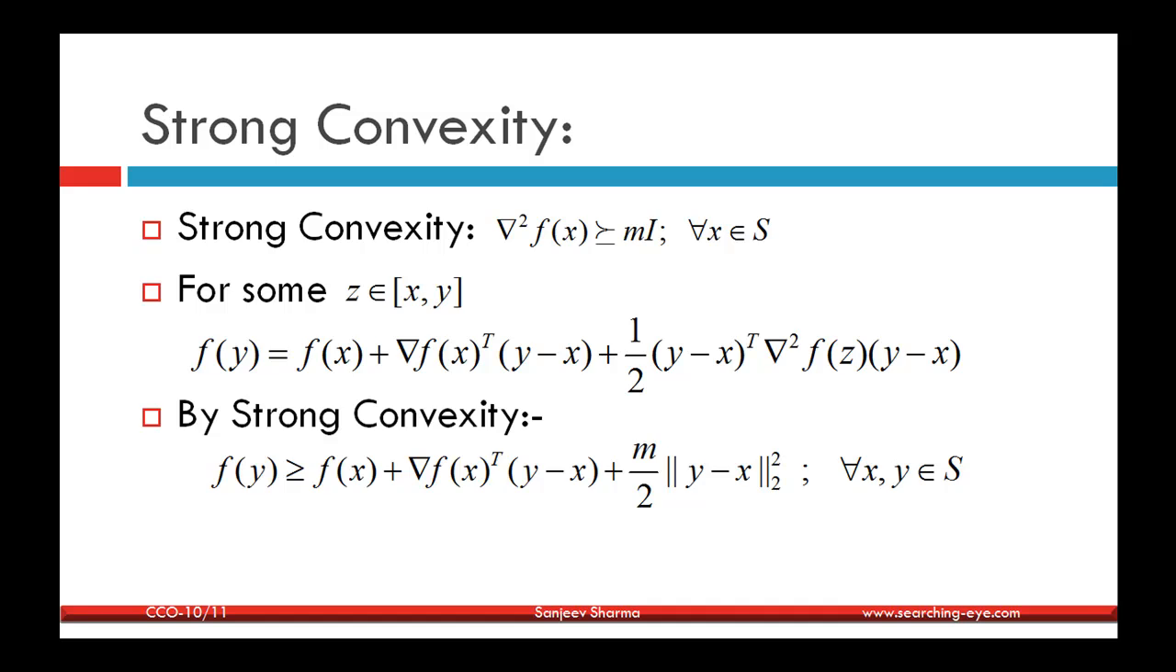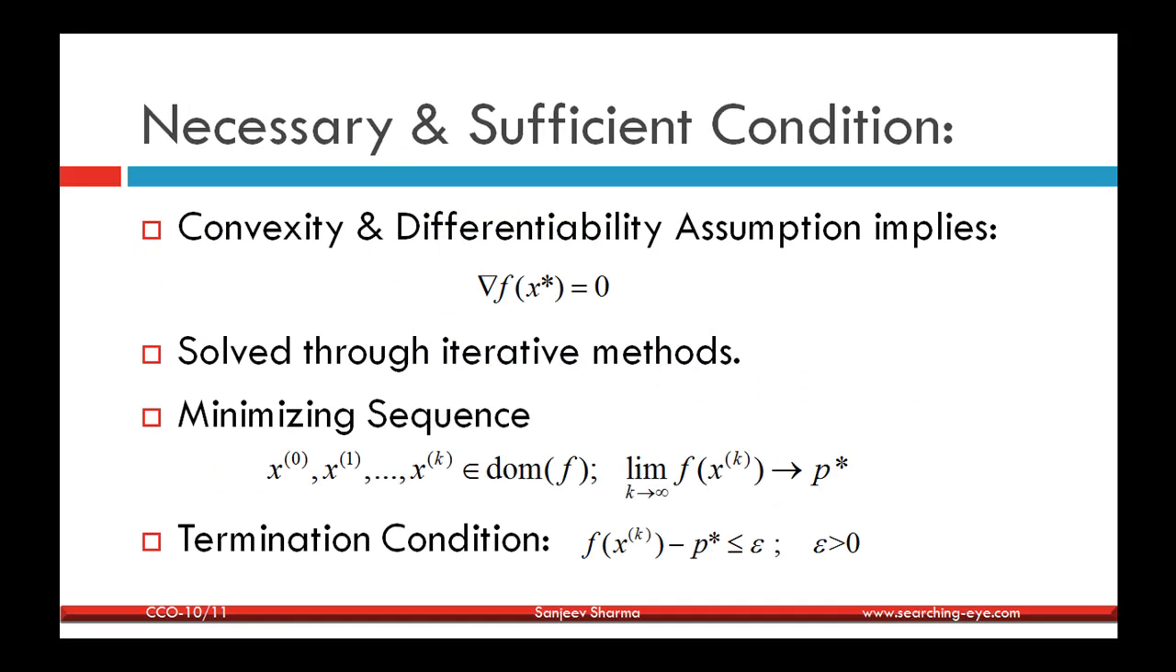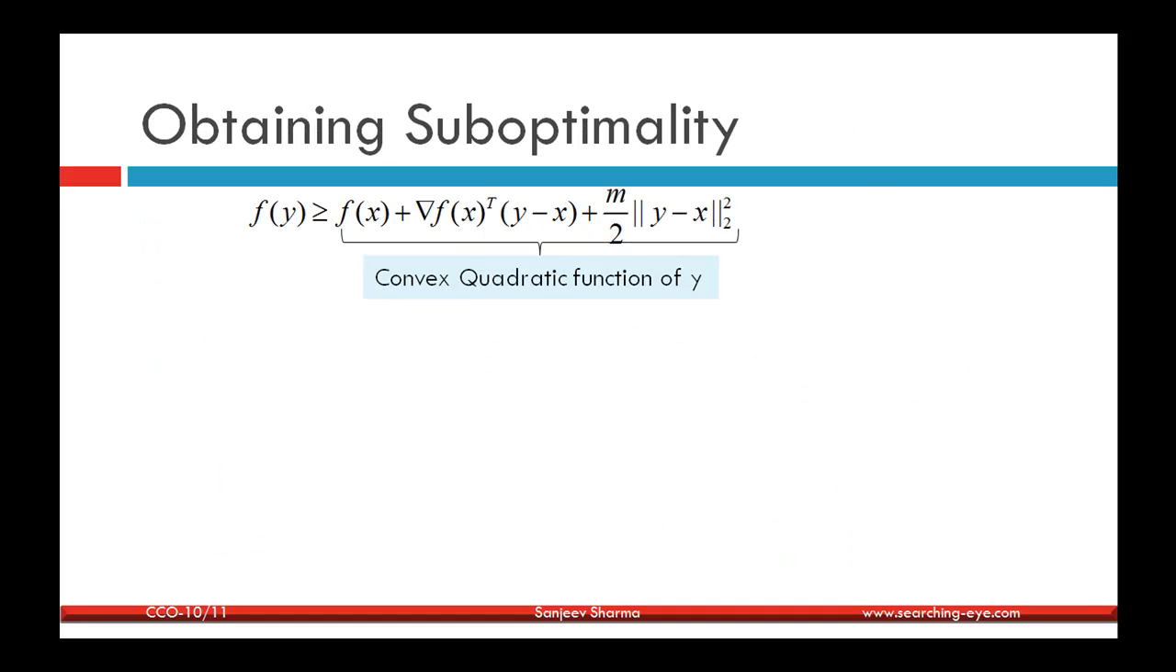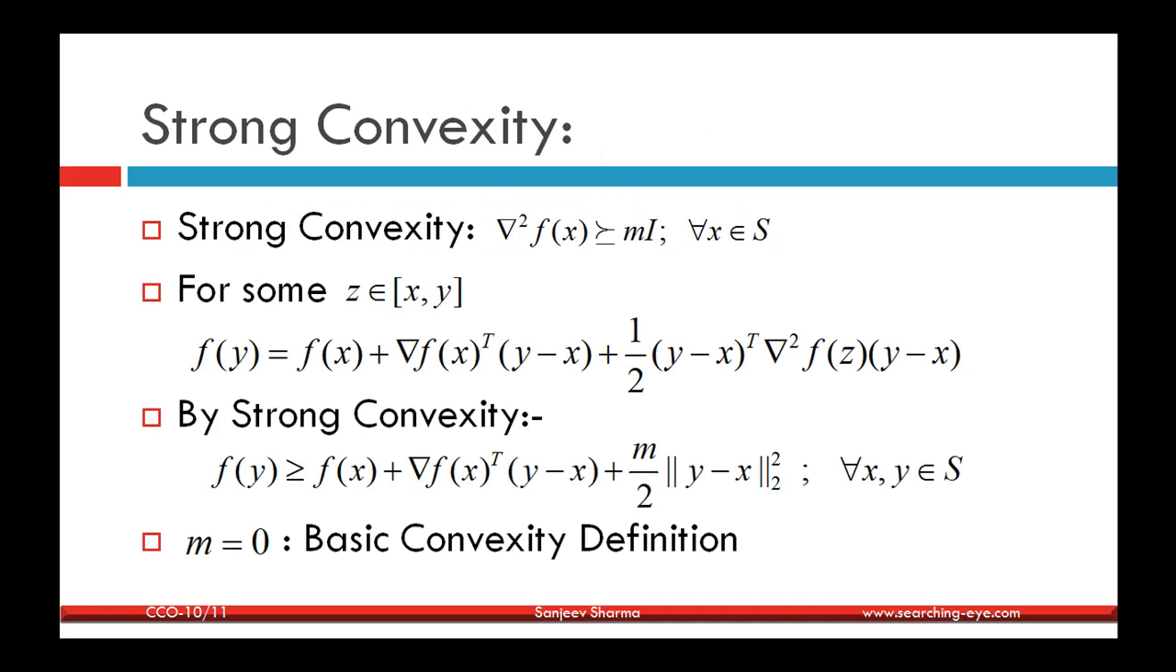So as we have mentioned, the stopping criterion for this algorithm is that f of xk minus p star should be less than or equal to epsilon. It means that we need an epsilon suboptimal point, where xk is an epsilon suboptimal point if f of xk minus p star is less than or equal to epsilon. And now we'll obtain the suboptimality condition using the gradient of the objective function f of x. So we have this inequality, f of y should be greater than or equal to f of x plus del f x transpose times y minus x plus m over 2 times norm of y minus x squared.